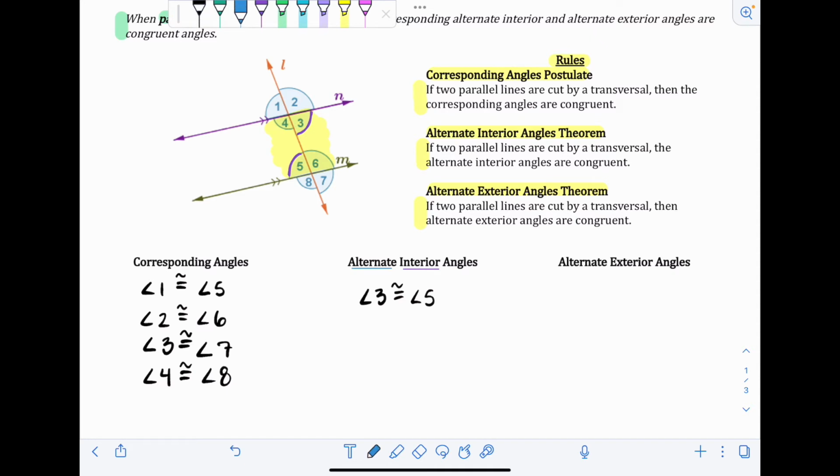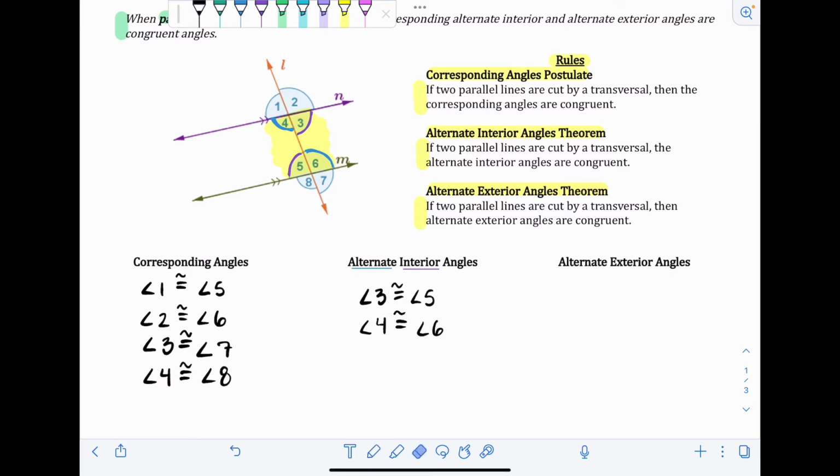And then the other pair of alternate interior is angle 4 and angle 6. They're interior, inside the two lines, and on alternate sides of the transversal, so they are congruent. So we would say angle 4 is congruent to angle 6.